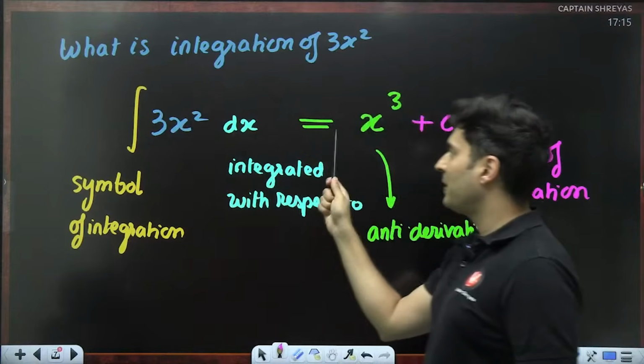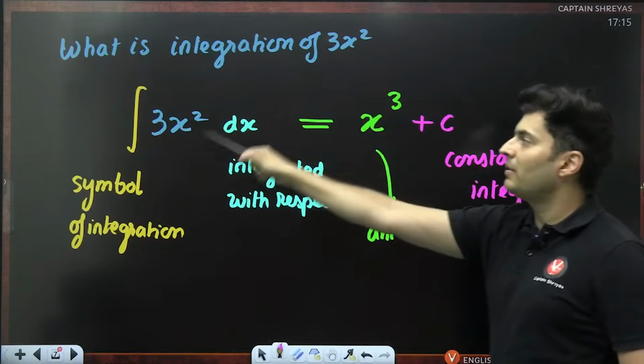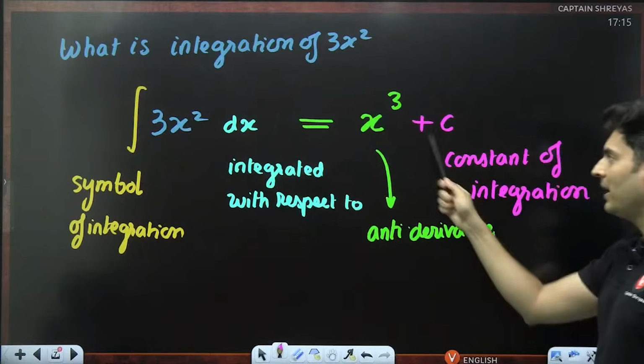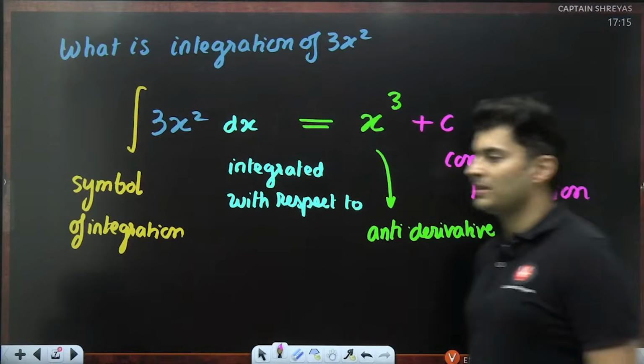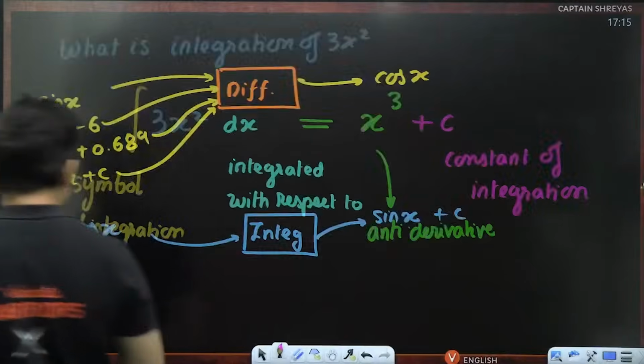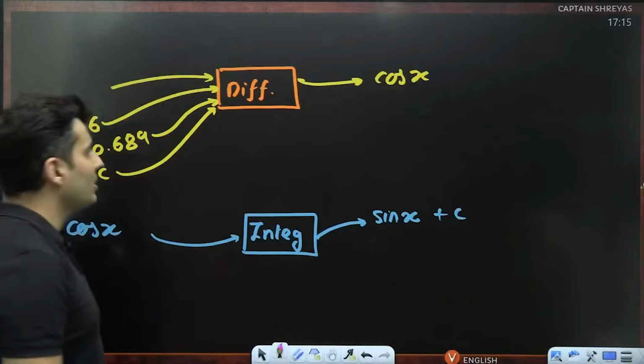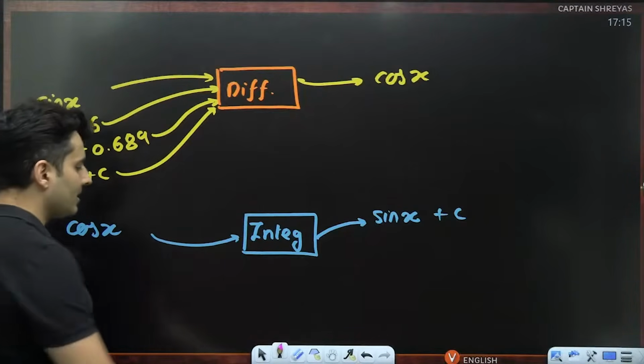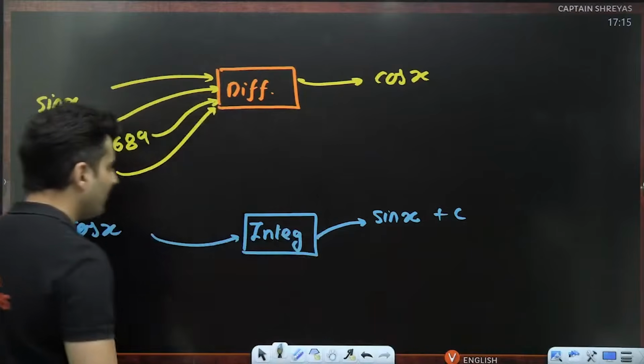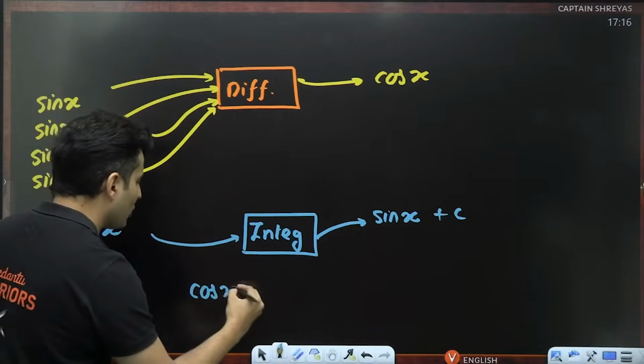Integration symbol with respect to something. This is the function whose derivative will give me 3x squared, plus the benefit of the doubt, which is the constant of integration. So if I go back over here and ask you, symbolically, can we write this? The answer is yes. Symbolically, if I had to write it, I would write it like this: cos of x.